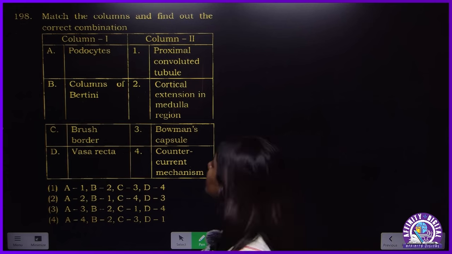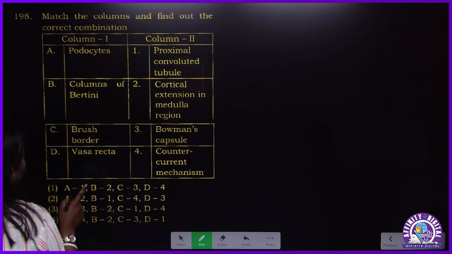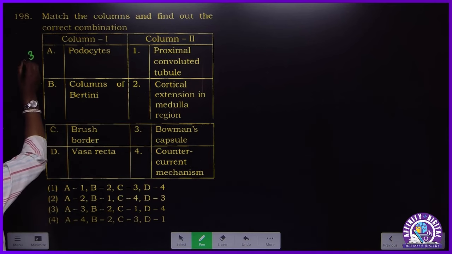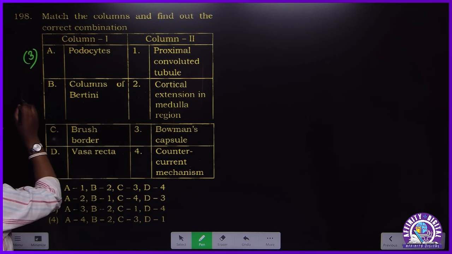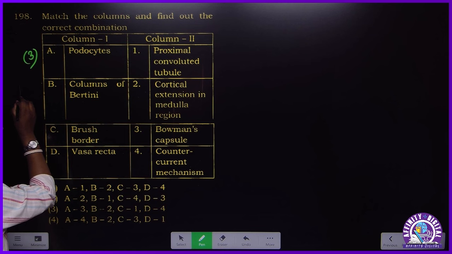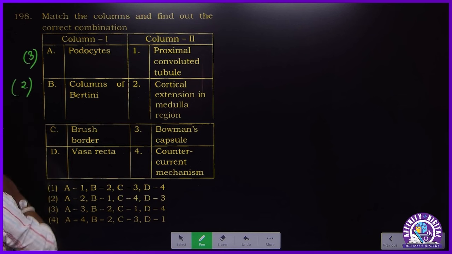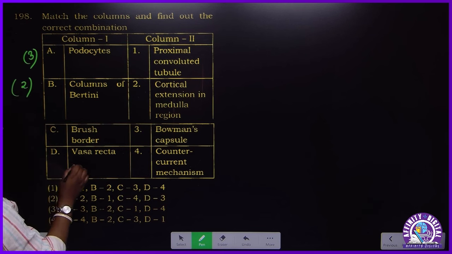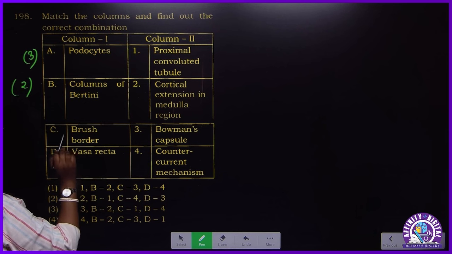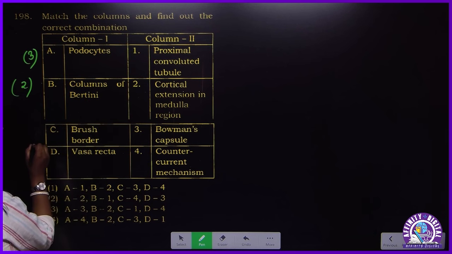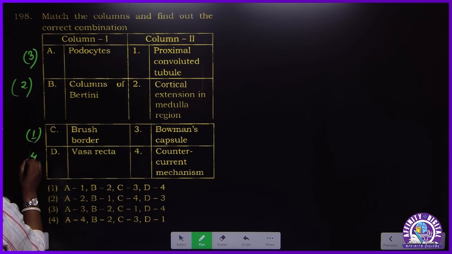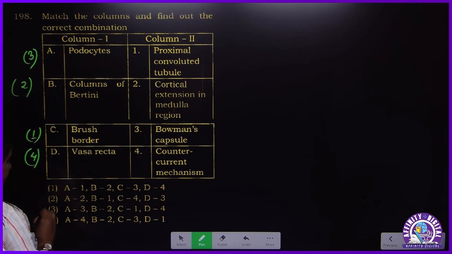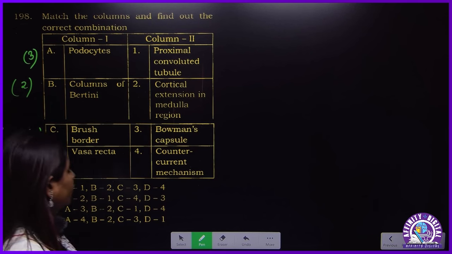Then question number 198 again match the following. Podocytes जो है वो Bowman's capsule में होता है. Column of Bertini, it is the cortical extension of the medulla region. Brush bordered cell is present in the proximal PCT. Vasa recta helps in counter current mechanism. So we will go with 3, 2, 1, and 4.